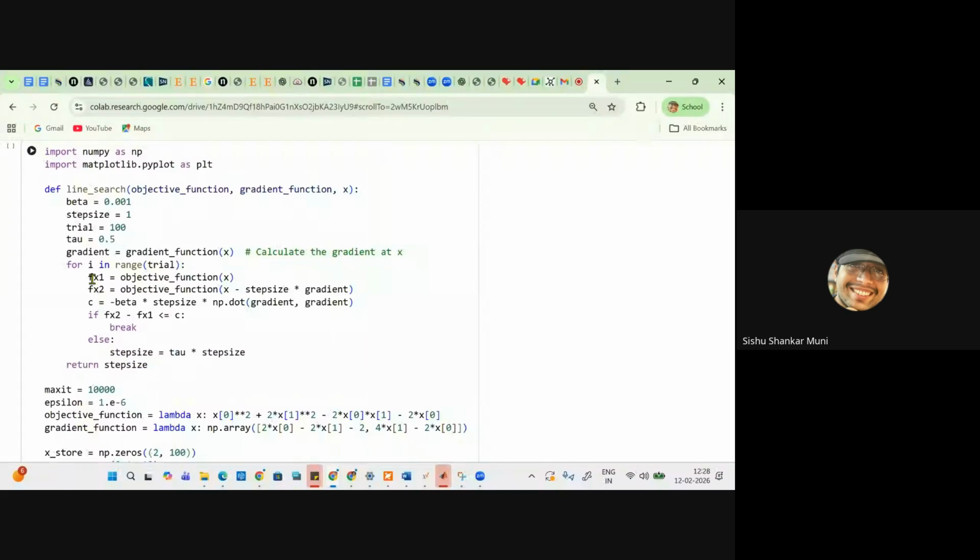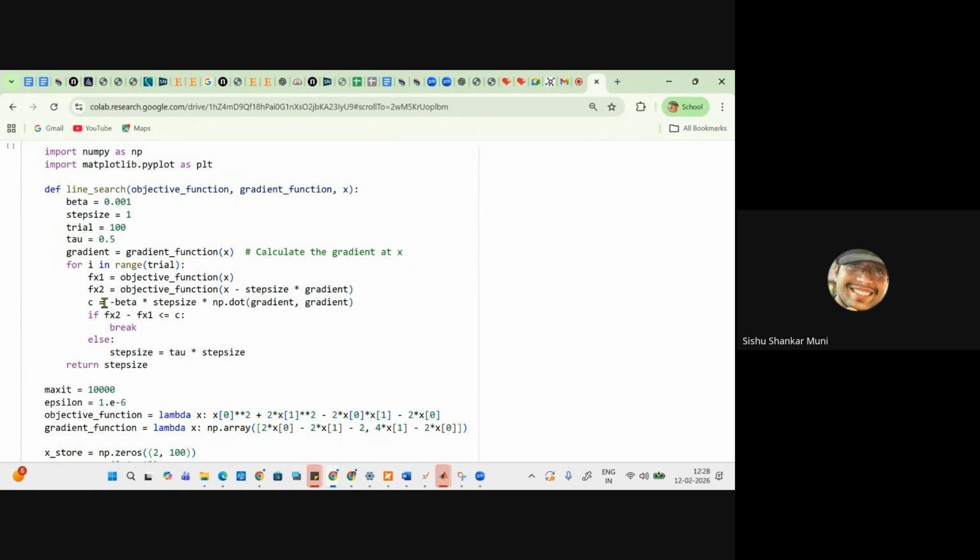So see this one, f of x1 is the objective function at x. f of x2 is the objective function at x minus step size into gradient. Then this additional term is written as c. That is minus beta times step size and np dot gradient and gradient, that is del f, because dk is nothing but grad f. So del f times del f.